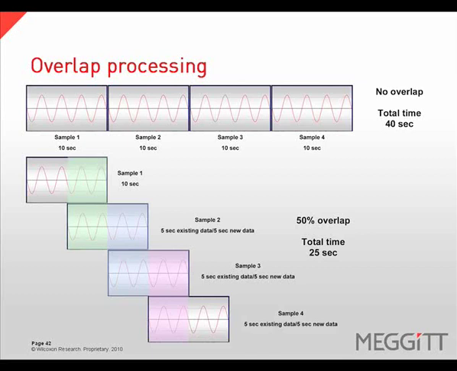Now let's use a 50% overlap. We will still get 4 samples, but in this case, the second, third, and fourth samples will use part of the data from the previous sample. Now our collection time is reduced to 25 seconds.